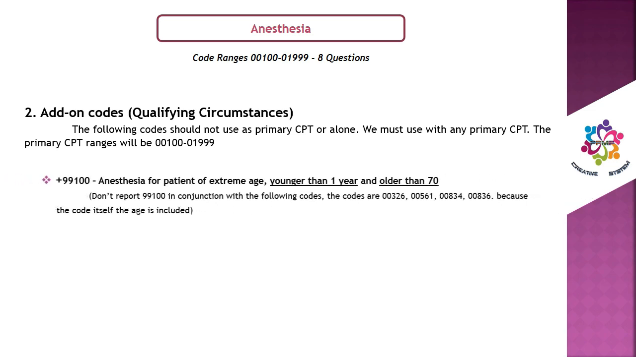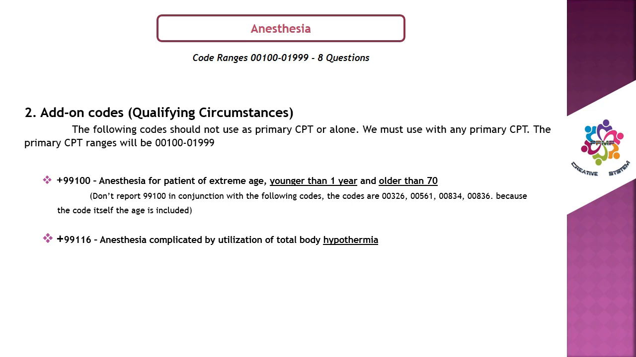The first one is 99100, anesthesia for patient of extreme age, younger than 1 year and older than 70. Don't report 99100 in conjunction with the following codes. The codes are 00326, 00561, 00834, 00836. Because in the code itself the age is included.